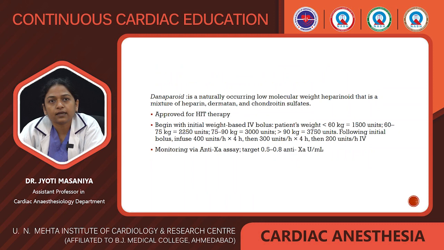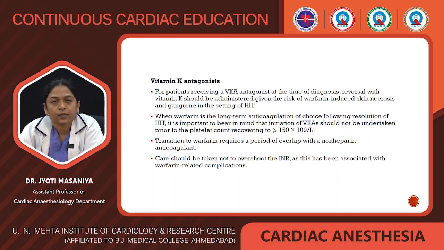Danaparoid. The next alternative anticoagulant is danaparoid. It is a naturally occurring low molecular weight heparinoid, a mixture of heparin, dermatan and chondroitin sulfate. It is approved for HIT therapy and the dose of danaparoid is based on weight and it is given as an IV bolus. For danaparoid, we monitor anti-Xa level and the target anti-Xa level is 0.5 to 0.8 unit per ml.